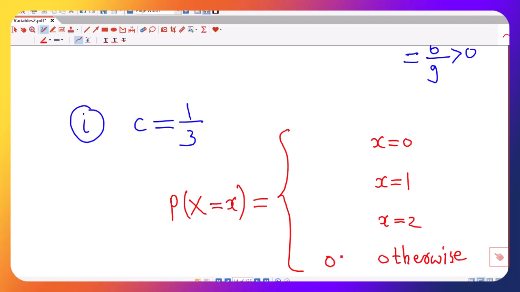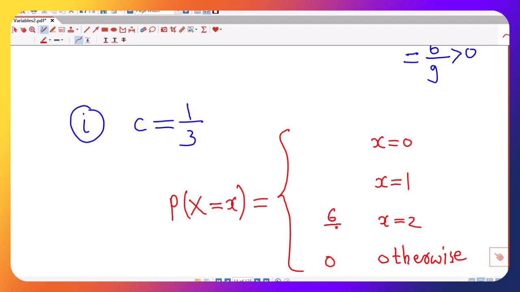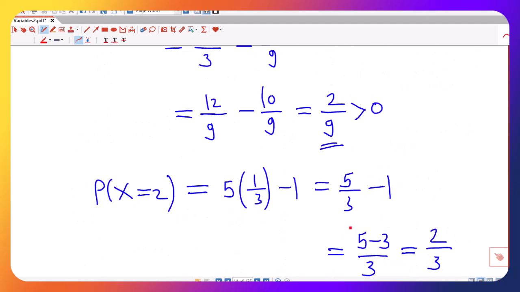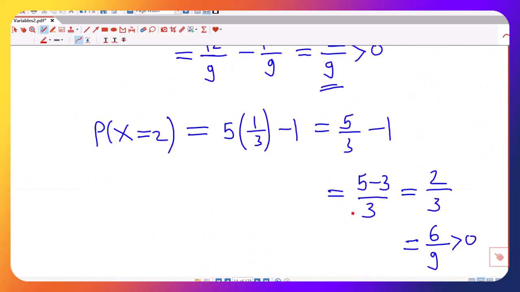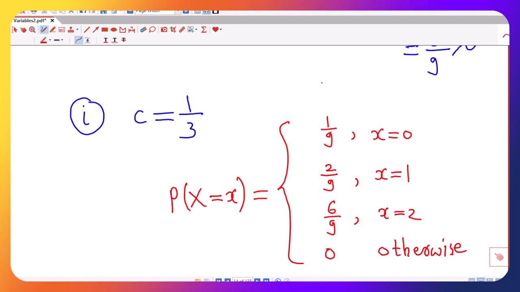Here I have 0. At x equal to 2, it is 2 by 3 or 6 by 9. Let me write 6 by 9. At x equal to 1, it is 2 by 9, and at x equal to 0, it is 1 by 9. Here we obtain 2 by 9. This is 1 by 9. So using c equal to 1 by 3, we obtain these three values. Now using these three values, we will be able to determine the remaining probabilities. So now we calculate the remaining probabilities.